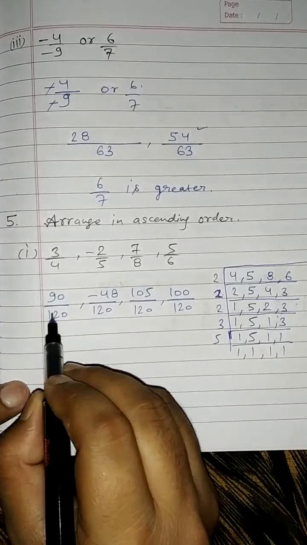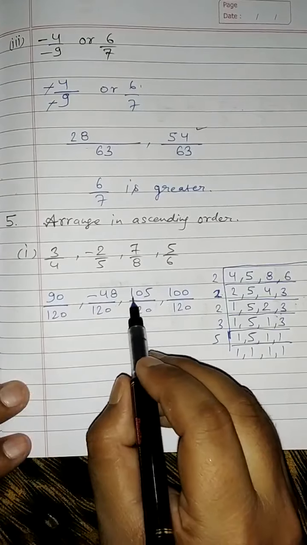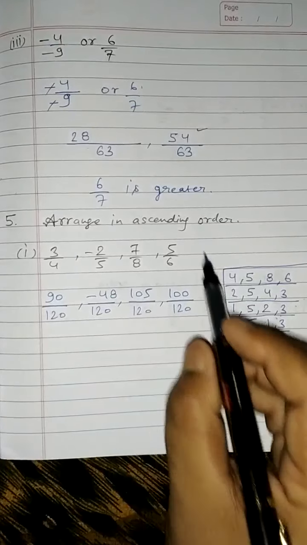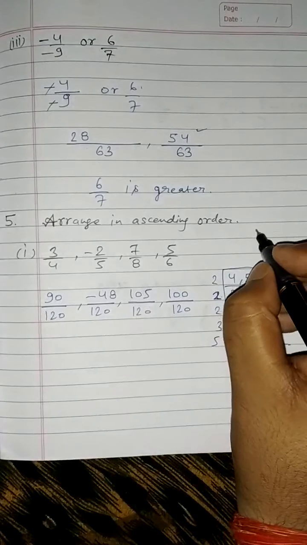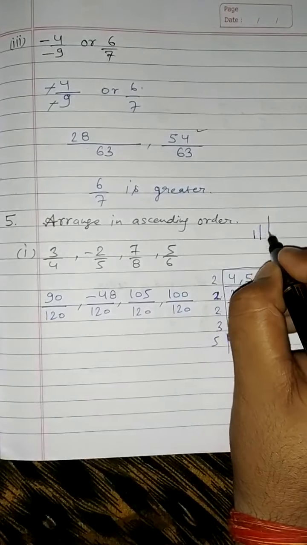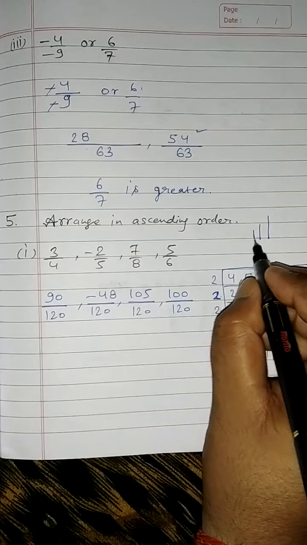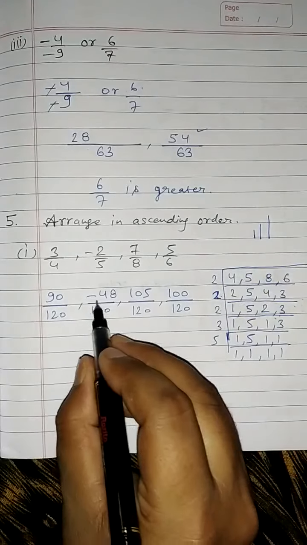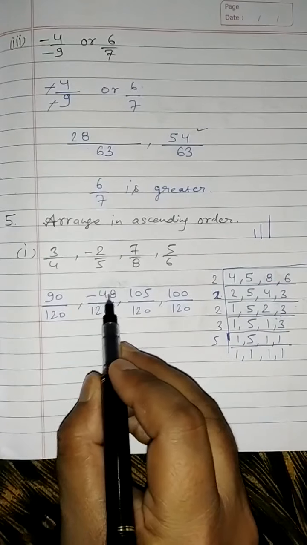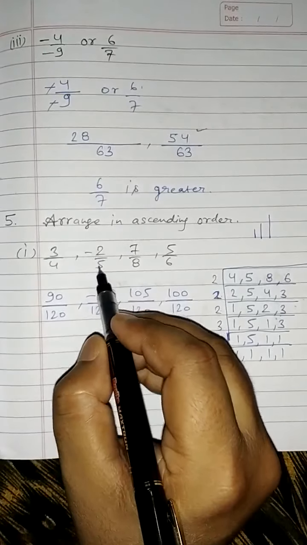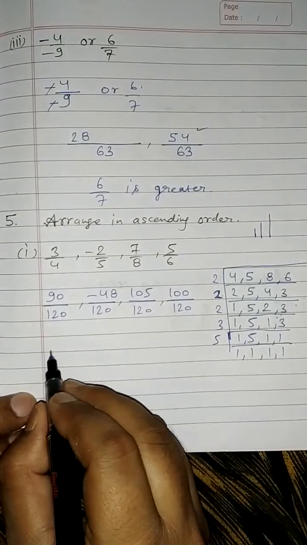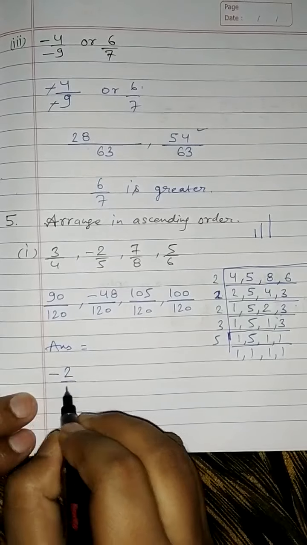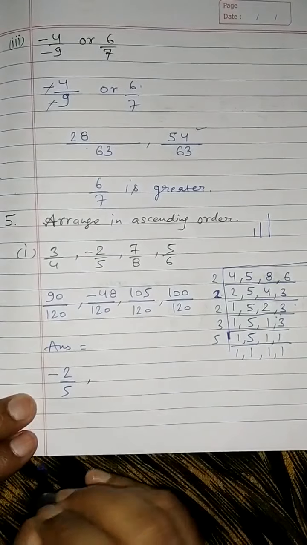Now we can see that among 90, minus 48, 105 and 100, we have to set these rational numbers in ascending order. Ascending order means increasing. First of all smallest, then bigger, then biggest. In this order we have to set them. So the smallest number is always the negative one. Minus 48 upon 120 represents minus 2 upon 5. So our answer is minus 2 upon 5, comma.